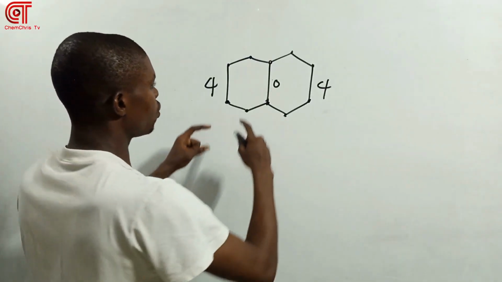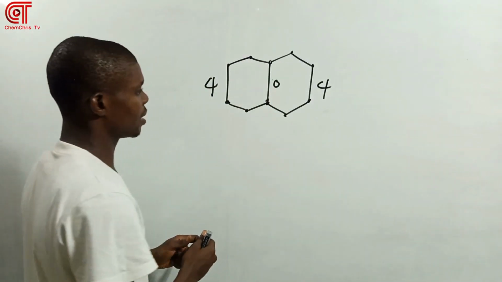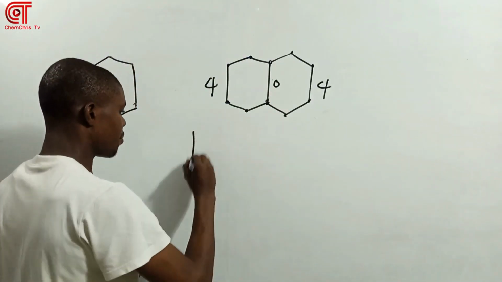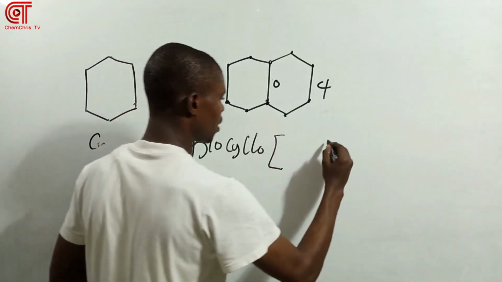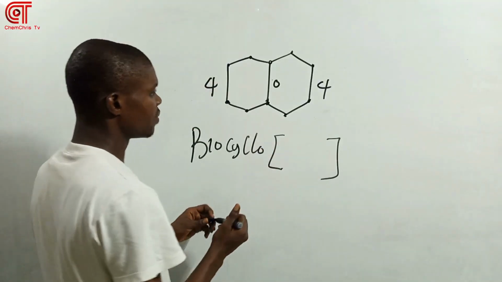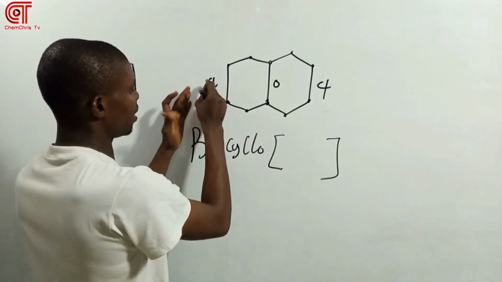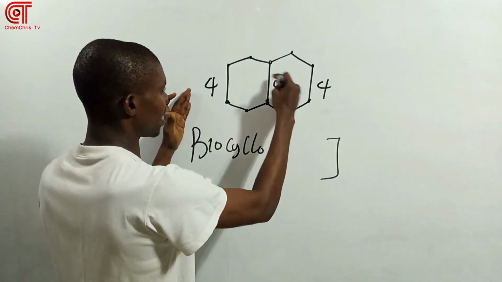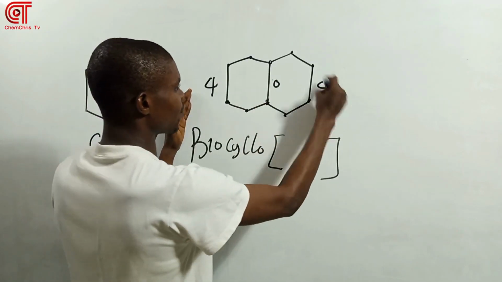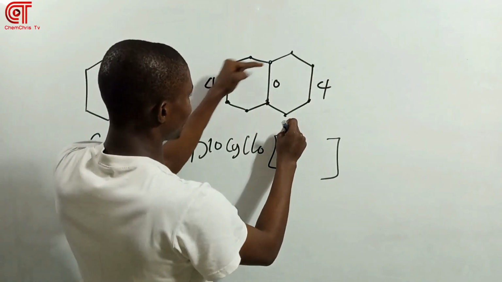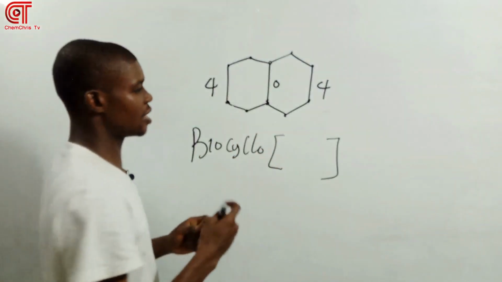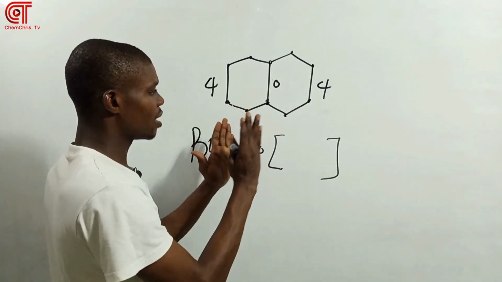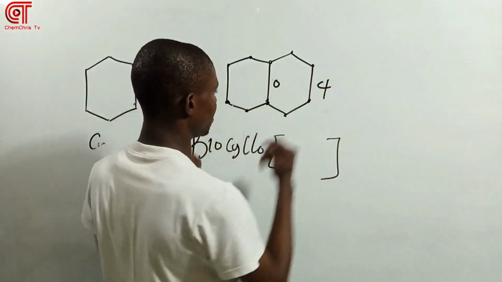How do we name it? Therefore, you start with bicyclo. Then open your bracket and close it. Now, the numbers of carbon atoms: here we have 4, here we have 4, here we have 0. The reason is that here we have 1, 2, 3, 4. Remember, I didn't count these 2 points, so you still have two carbons that I don't count. The reason I didn't count them is that they are the bridge between the two rings.